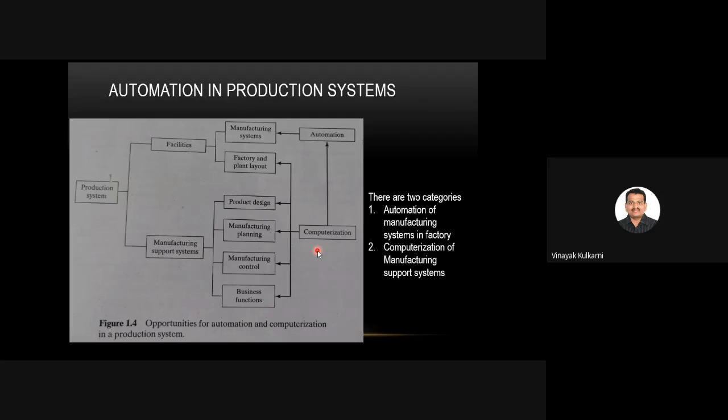The two categories are closely related because the automated manufacturing systems on the factory floor are themselves usually implemented by computer systems. Understood? Means whatever is happening on the shop floor and the factory layout, everything is computerized. Most of the things: the number of machines, how many people are at the machines, what is happening, everything is taken care of by the computer itself.